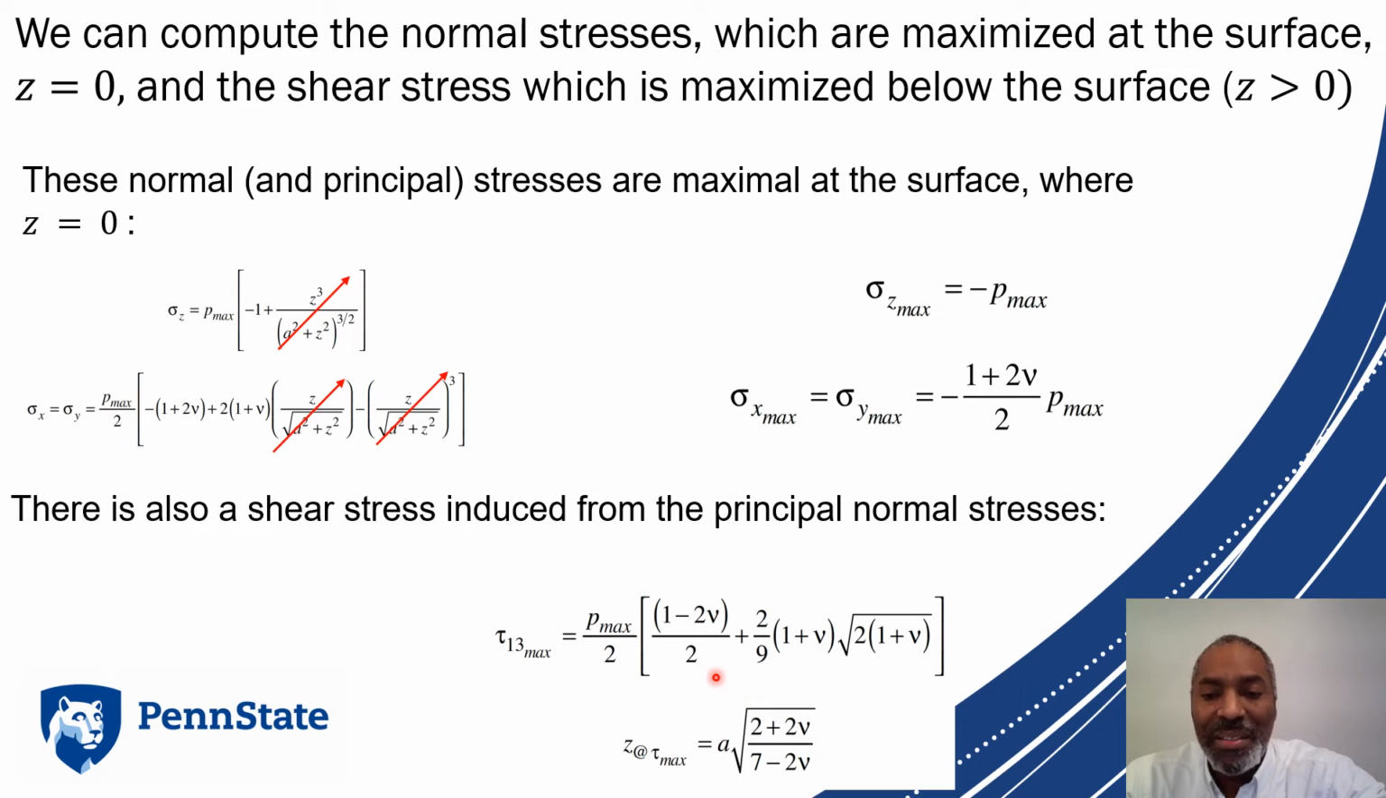So 1/2 P max times this combination of our Poisson's ratios. And we can compute that that maximum occurs at a z value given here. And if we put in Poisson's ratio of about 1/3, we'll see that we get a z value of a times about 0.63, 0.64. Which is kind of cool. So what does this mean? That means our shear is maximized below the surface, but our normal stresses are maximized at the surface.